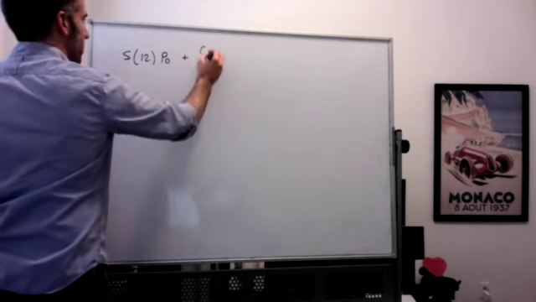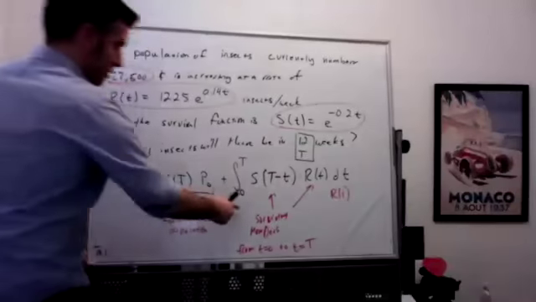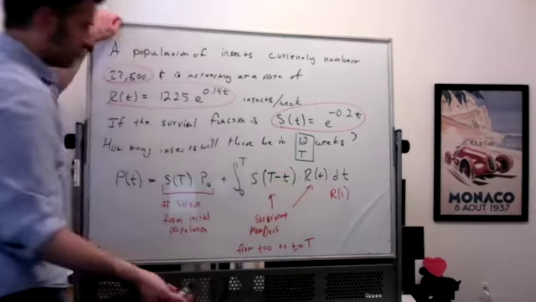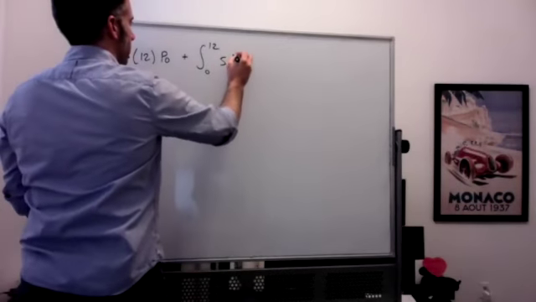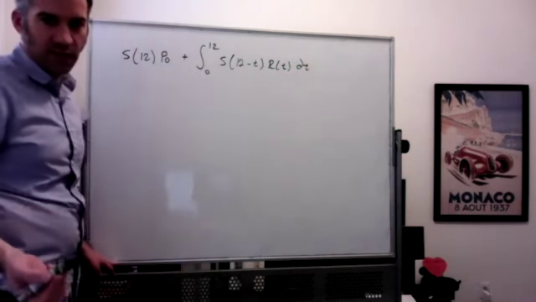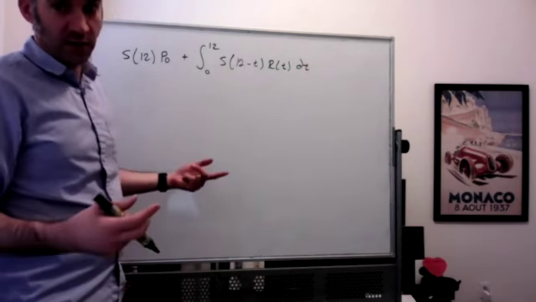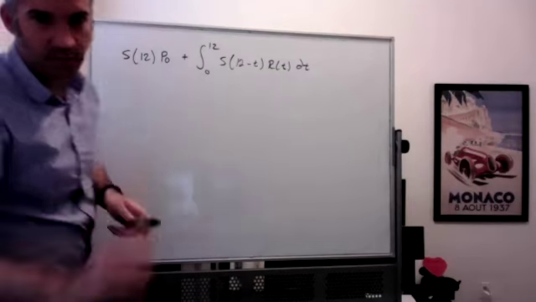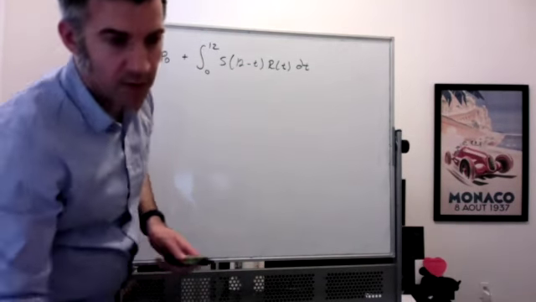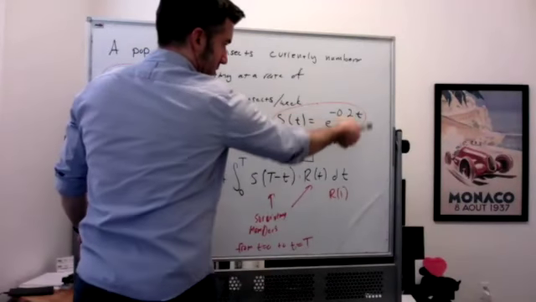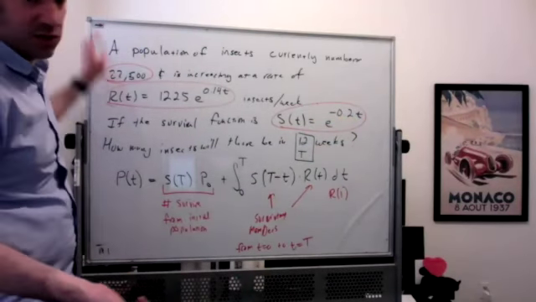Plus the integral from 0 to 12, the integral from 0 to capital T of S of 12 minus t times R of t. It can be a little confusing if we're not careful where you're actually plugging in the time. You're plugging in the time here, here, and here. And then we should actually write the functions in. S of t was e to the negative 0.2 t, so we're going to get e to the negative 0.2 times 12.